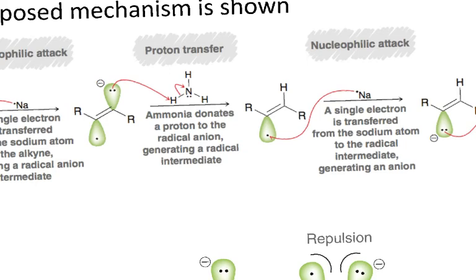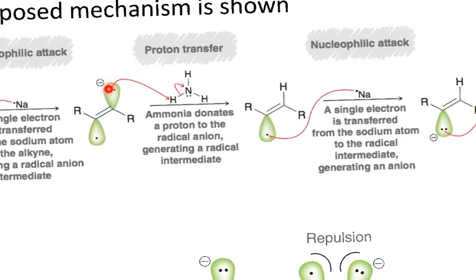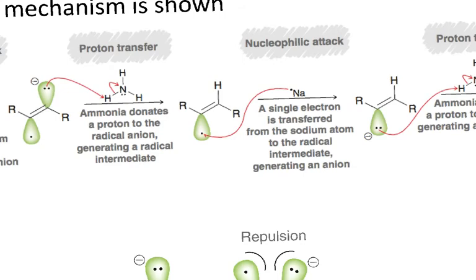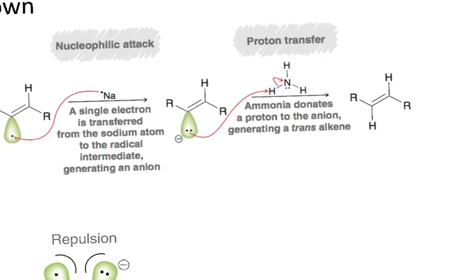The next step is a proton transfer. So our electron lone pair on this carbon takes a hydrogen from the ammonia. And then in the final step, actually not the final step yet, we get another sodium donating another single electron, right, that pairs up this electron now. And then now in the final step, we get another proton transfer from an ammonia to complete the reduction.